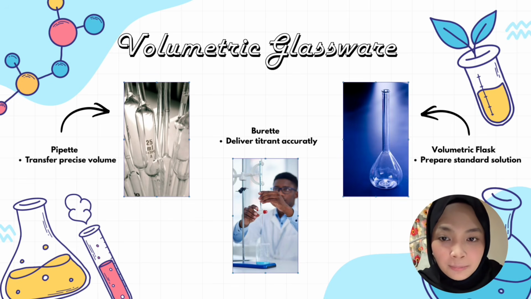The first type is the pipette, which is used to transfer an exact volume of solution from one container to another, such as transferring a vinegar sample into a conical flask. The second type is the burette, which accurately delivers variable volumes of titrant during titration, for example, sodium hydroxide solution. The third type is the volumetric flask, which is used to prepare solutions to a fixed and exact volume, especially standard solutions. These glassware are important because they ensure accurate measurements and help produce reliable and accurate titration results.